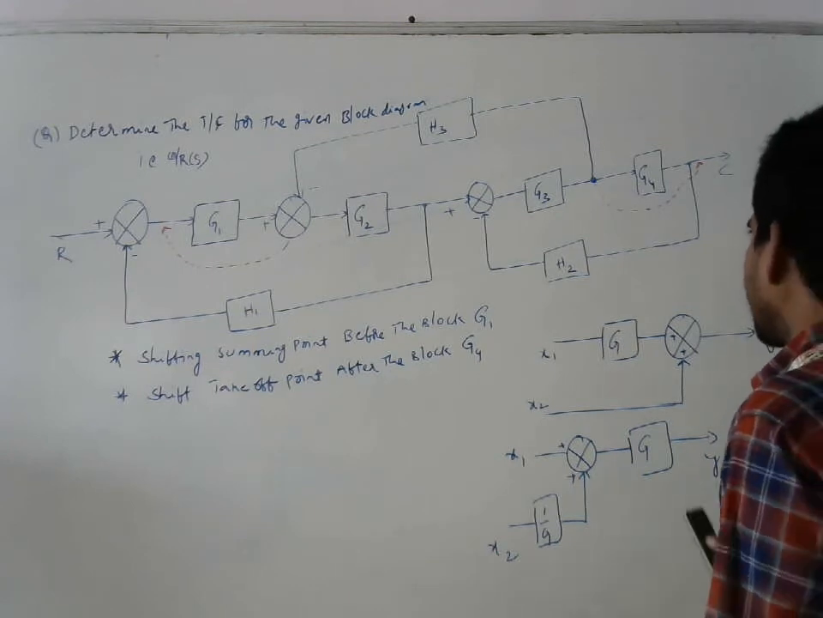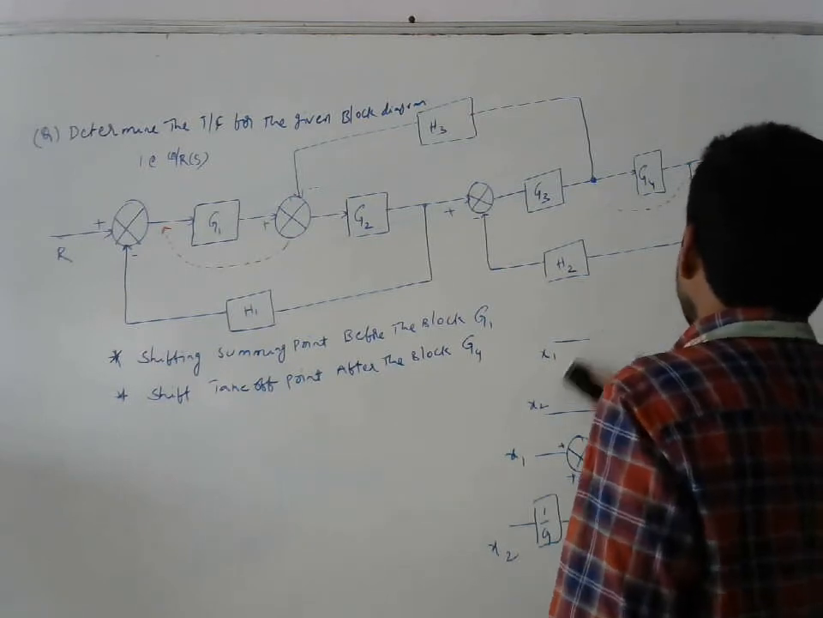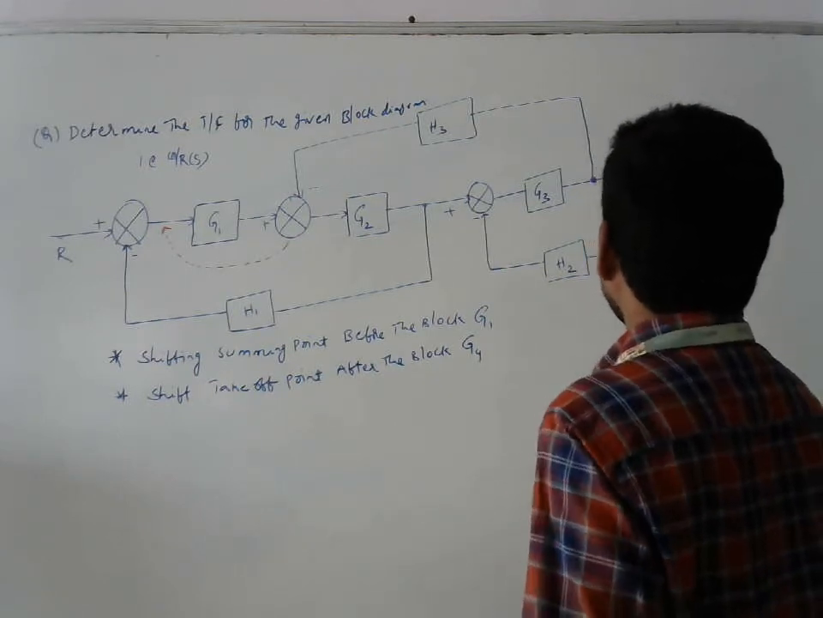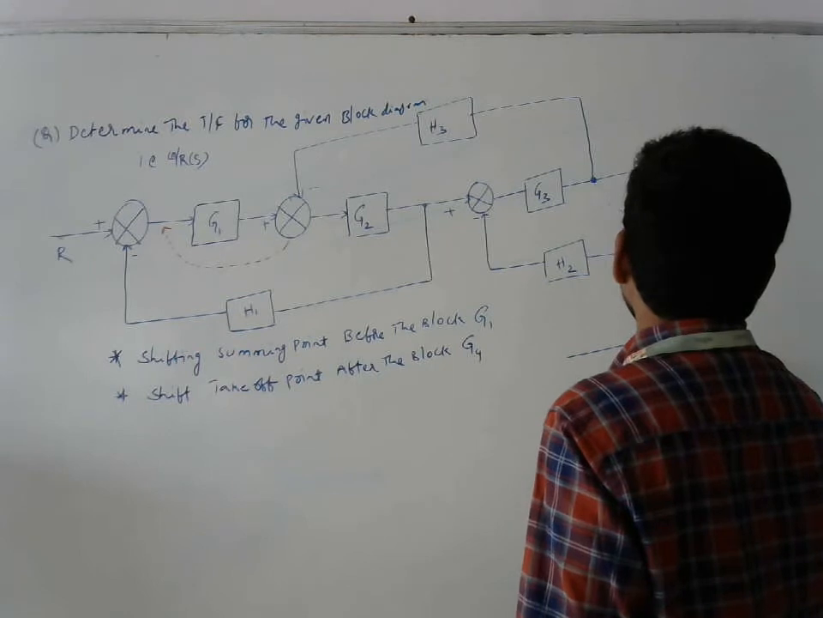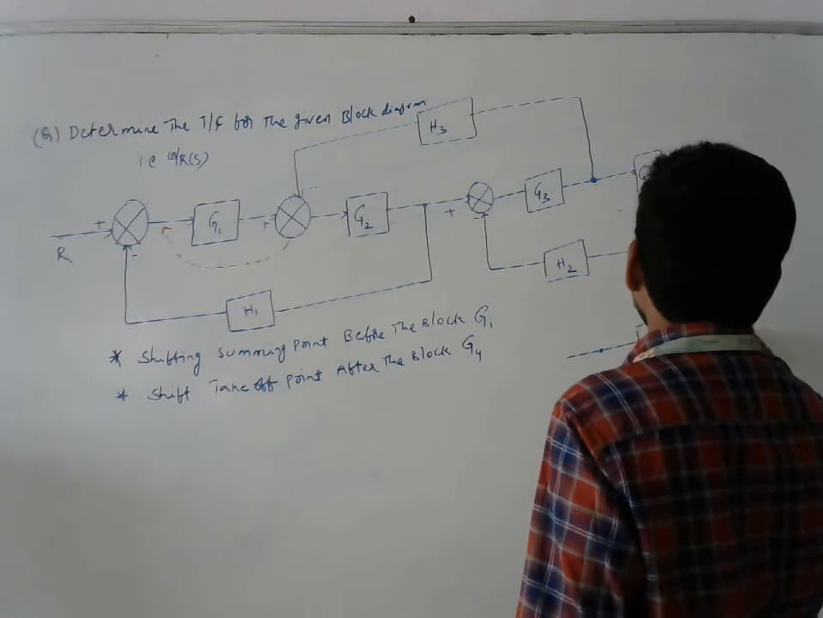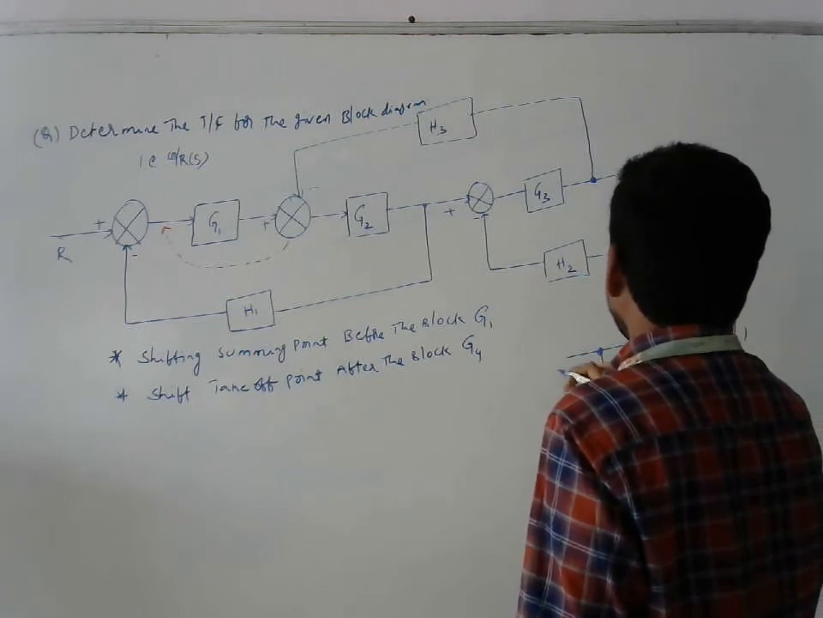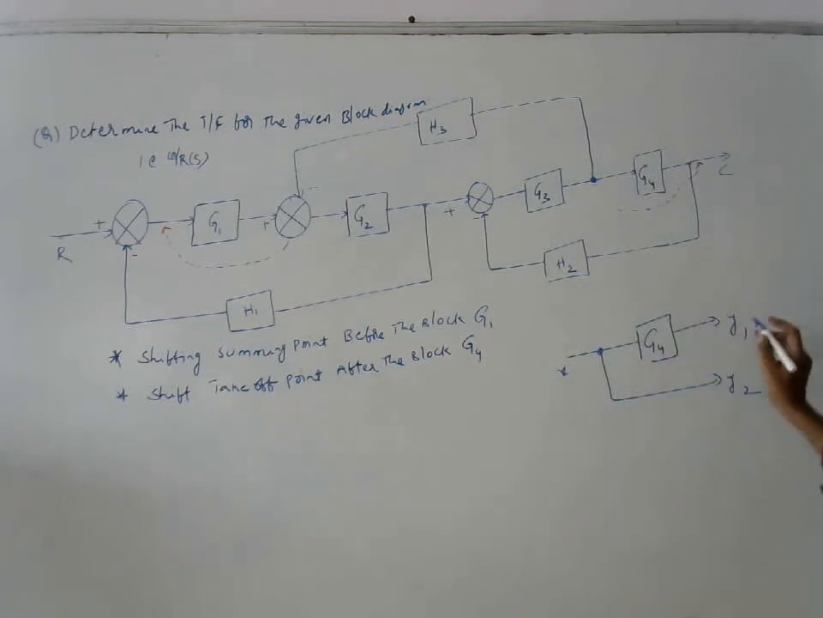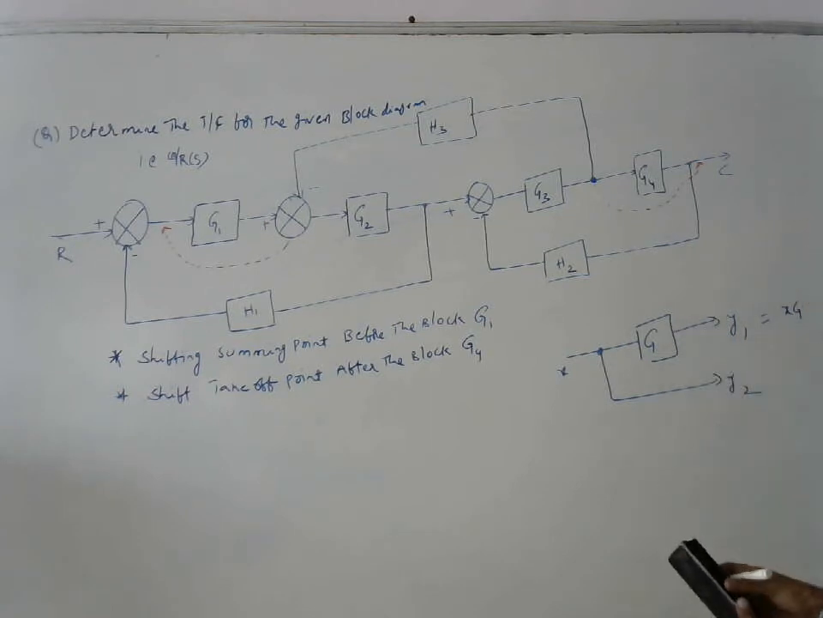Now the second case is shifting the takeoff point after the block. Here I have a block G. Before the block, the takeoff point gives Y1 and Y2, and the input is X. What is the output? X into G. Take G only as an example. Y1 is X into G, and Y2 is also X into G.